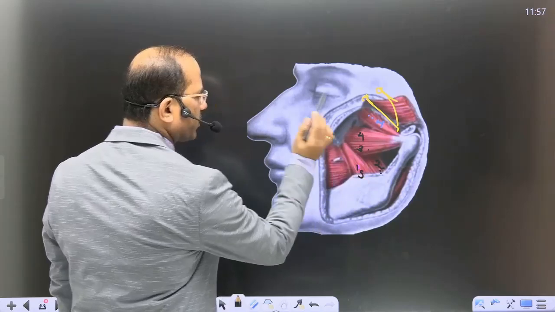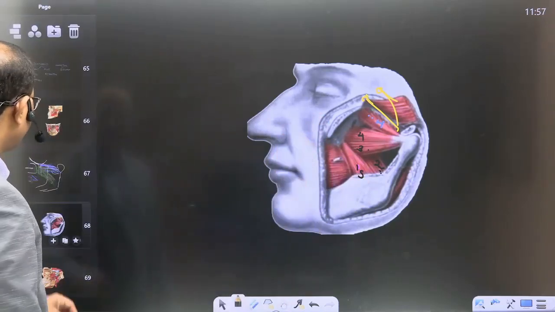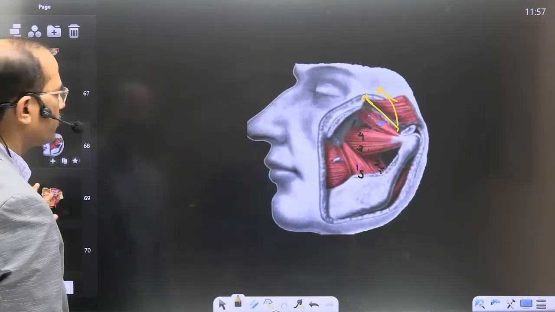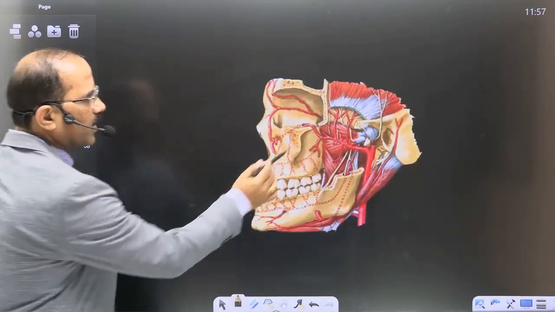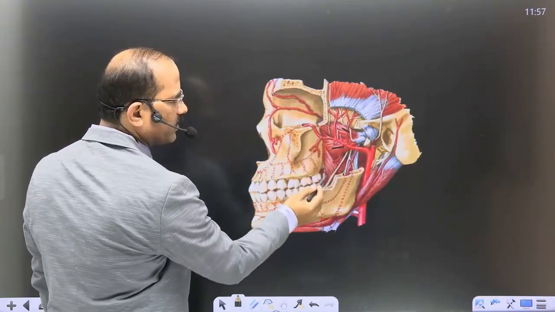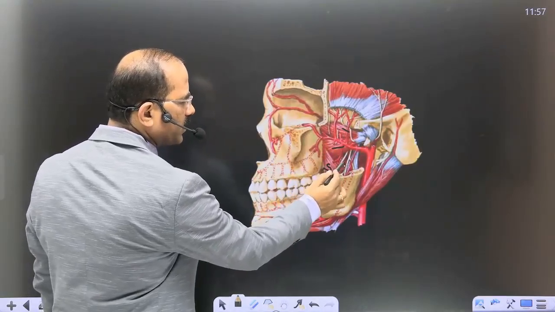Lower head of lateral pterygoid. Upper head of lateral pterygoid. I hope this is clear to all of you. You can see this. Upper head of lateral pterygoid. Lower head of lateral pterygoid. Superficial head of medial pterygoid. Deep head of medial pterygoid.